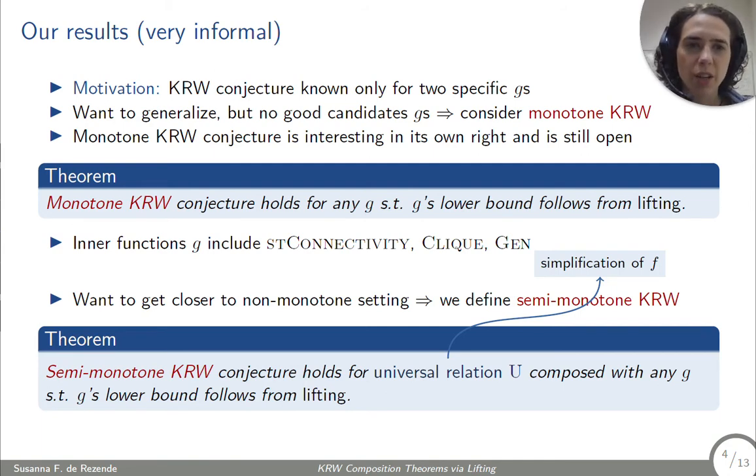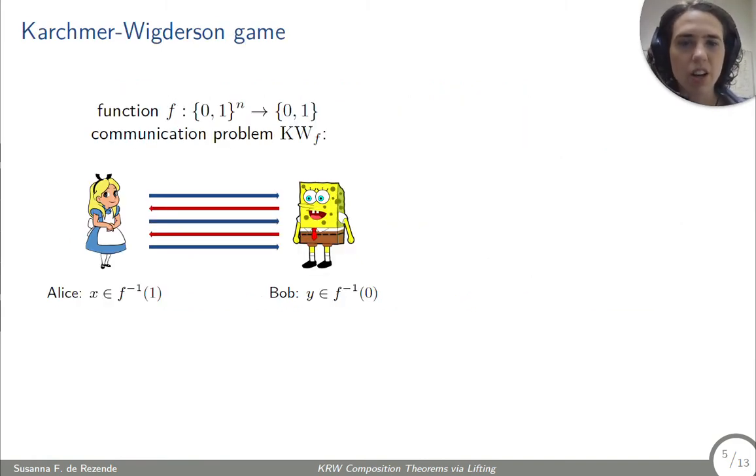The way the KRW conjecture has been studied is via communication. So in order to explain this, I have to define the Karchmer-Wigderson game. This is a communication game between two players, Alice and Bob. There's some function that they both know. Alice receives an input in the preimage of 1. Bob receives an input in the preimage of 0. So their inputs are clearly different. And their goal is to communicate to find an index where their inputs differ.